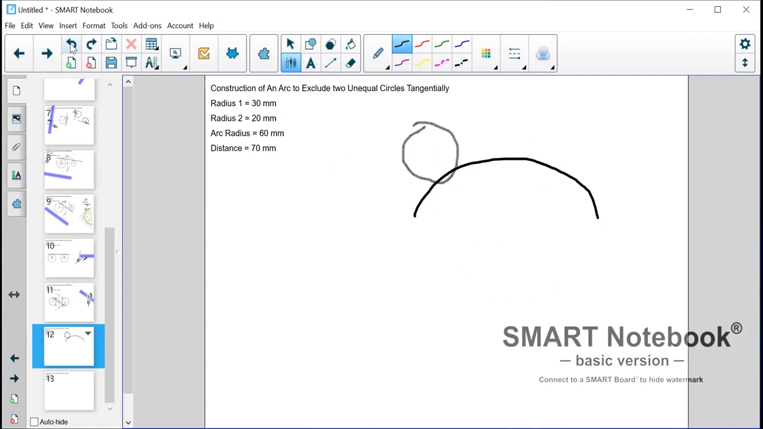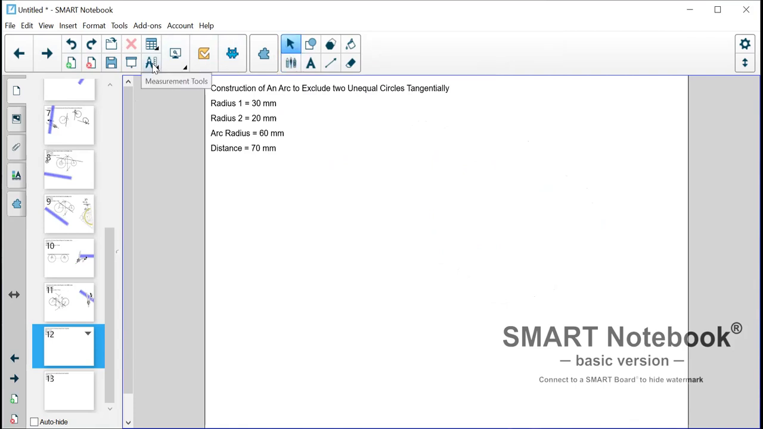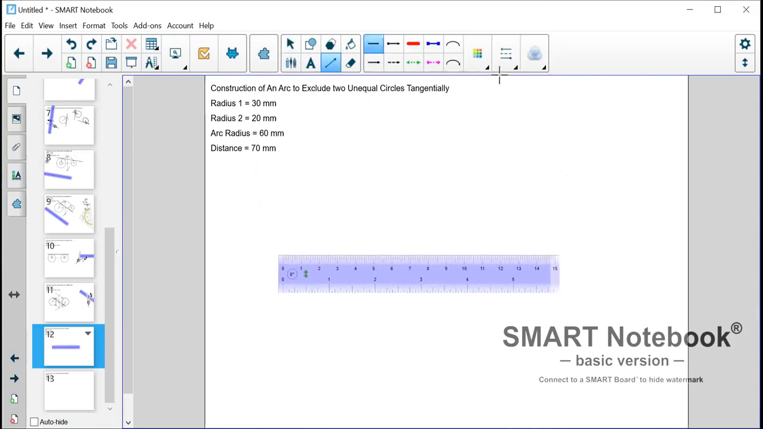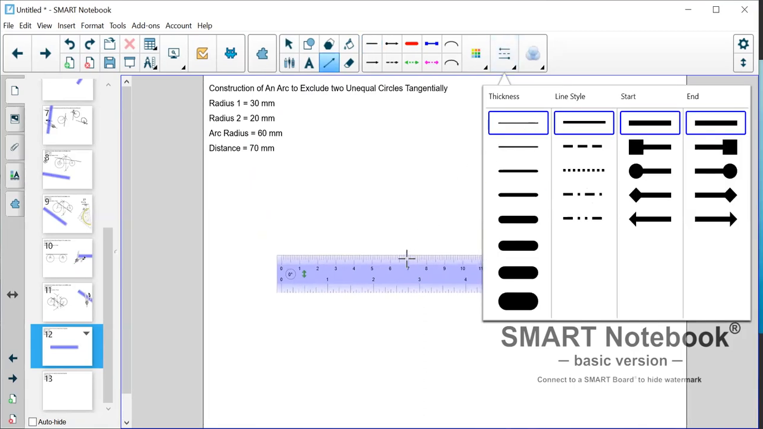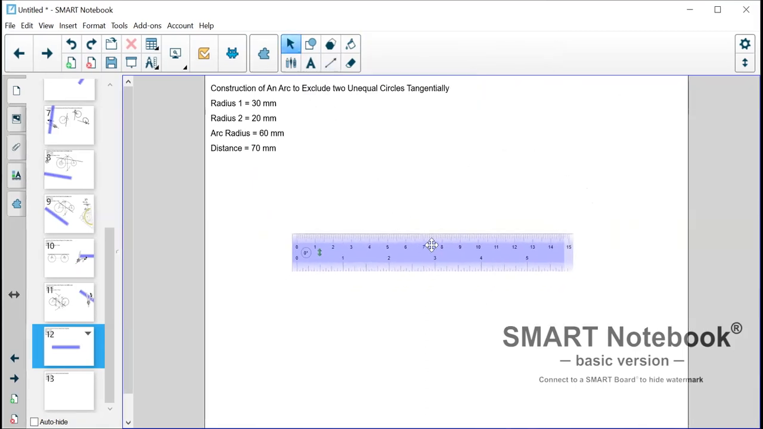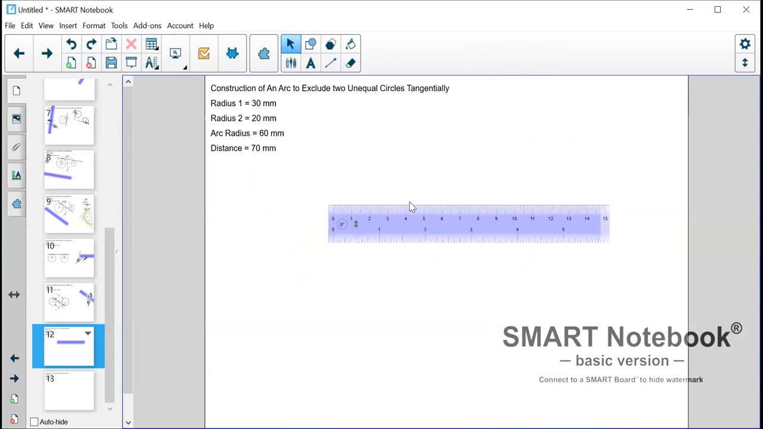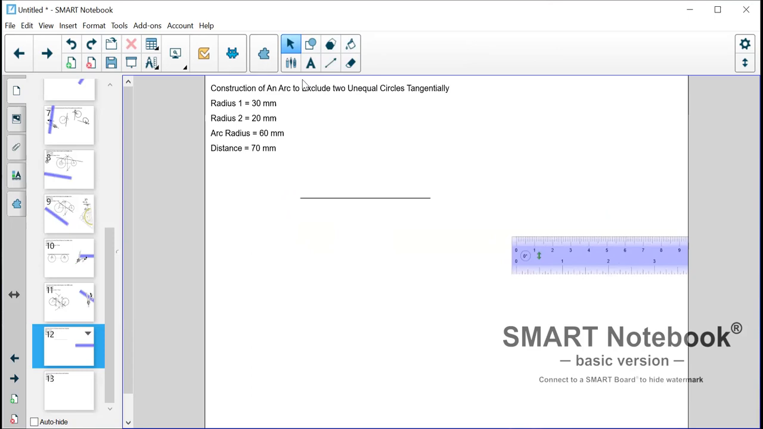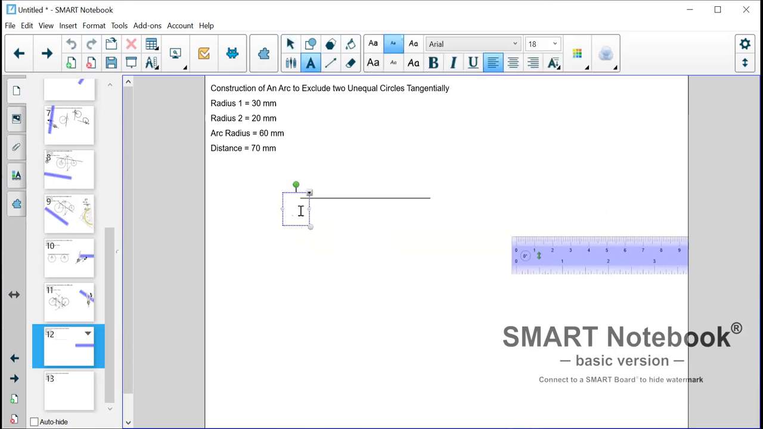Now to take you through the steps, we will start just as we did in the previous topics. We start by drawing the distance between the two centers of the circles. The distance between the centers is 70. So we will start with that. And yes, we need to label.